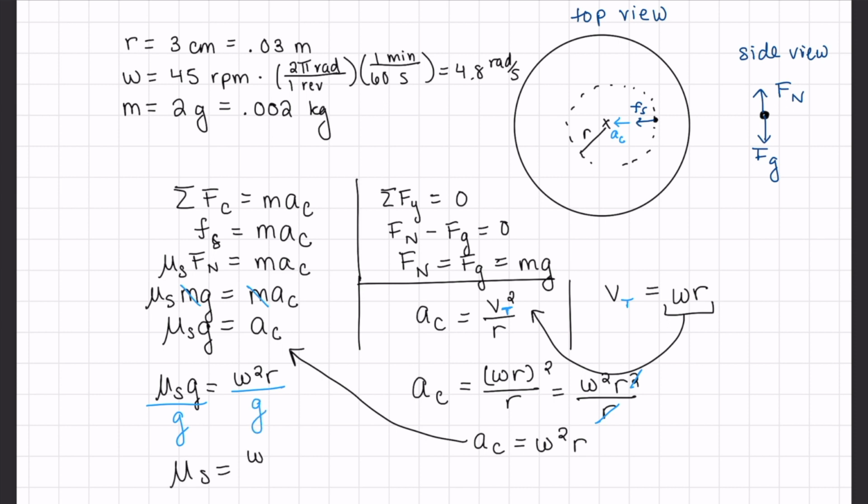So mu s equals omega squared r over g, and then we can go ahead and substitute in 4.8 squared times 0.03 divided by 9.8. And sorry, the space is getting weird, but from that I get 0.0071 is going to be our coefficient of static friction.